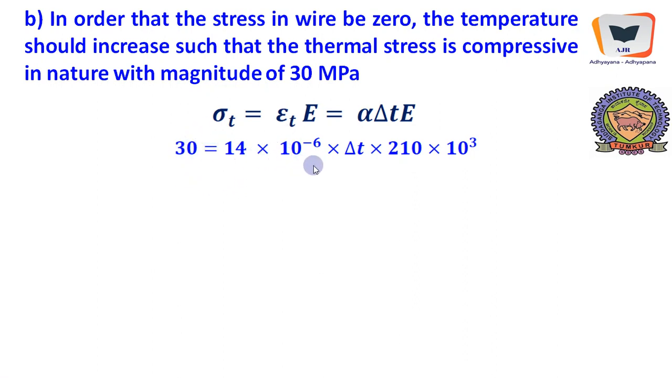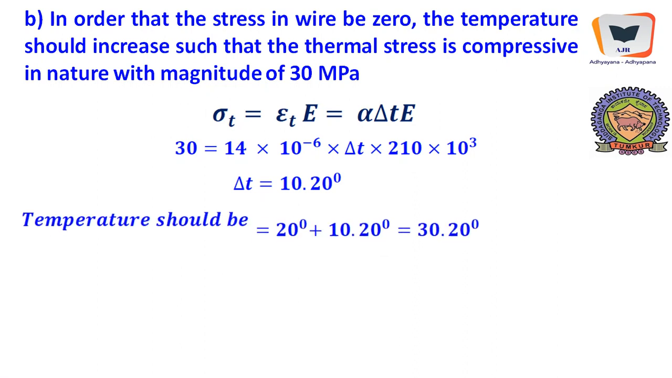alpha is 14 into 10 to the power of minus 6, and E is 210 into 10 to the power of 3. We will substitute into this formula, and we will get delta T equal to 10.2 degrees centigrade, and it is to be heated beyond the existing 20 degrees centigrade, where the stress happens to be 30 MPa in tension. Okay. Now the temperature should be 20 degrees plus 10.2 degrees, 30.2 degrees. Then only the rod will reach a zero stress level.